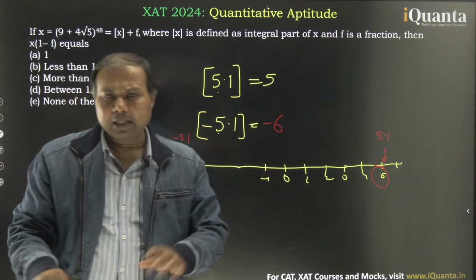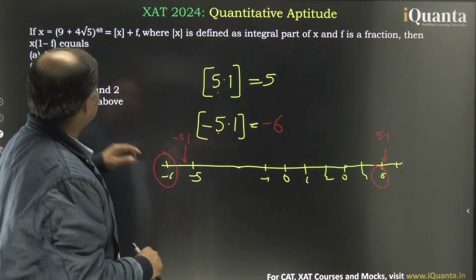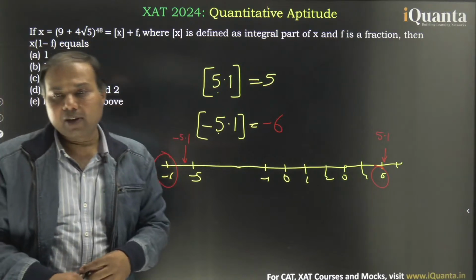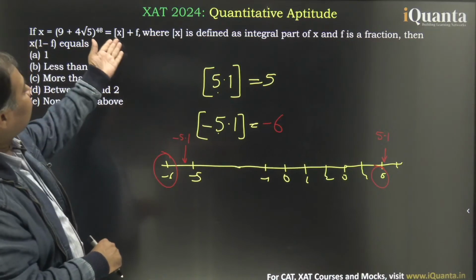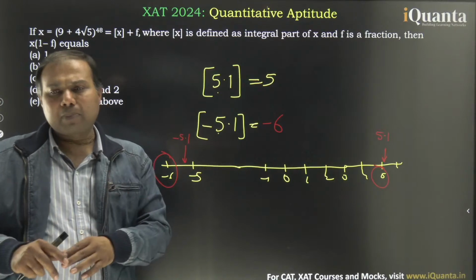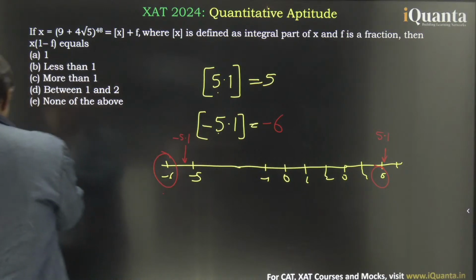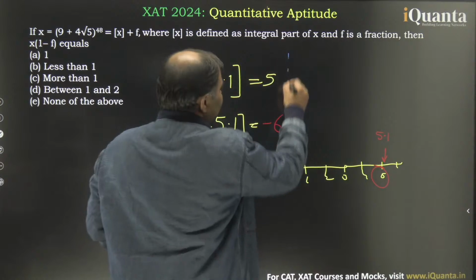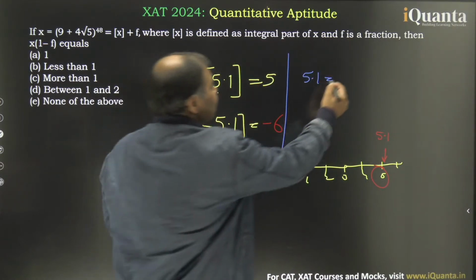Okay, that was just a basic recap of the greatest integer function. Now let's come to this question. x is equal to (9 plus 4 root 5) whole power 48. So this has some integral part and some fractional part. In all the numbers you can see there is some integral part and some fractional part. Let's come back to this recap again. So this 5.1, as I wrote here, has this 5 as its integral part.